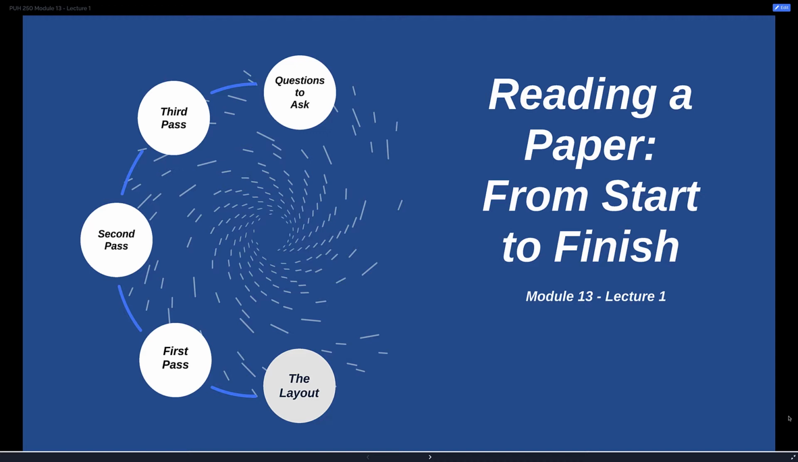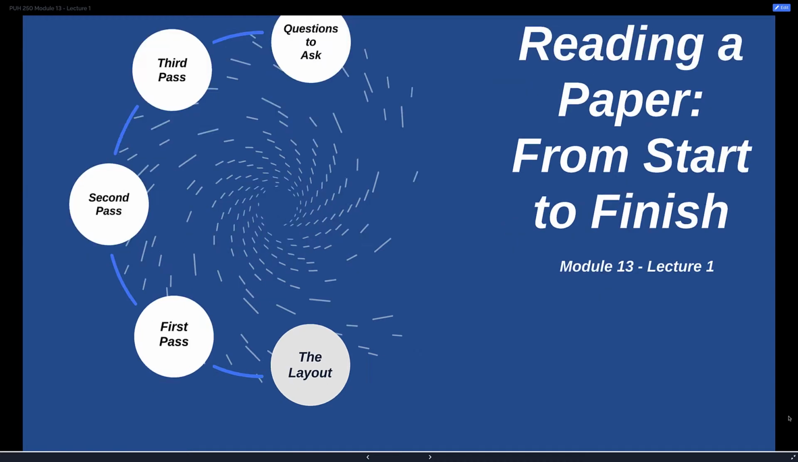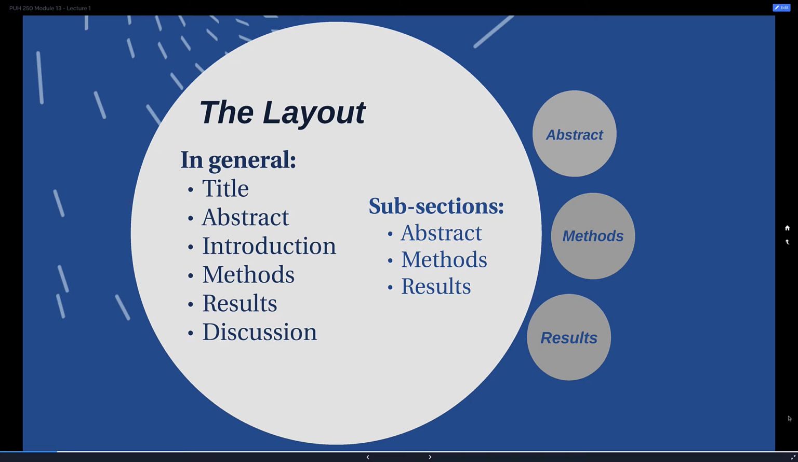So we'll look at the layout, and then we'll look at the 3-pass method, and really some questions to ask yourself when you're reading papers. So let's think about the layout. In general, most research papers will obviously have a title, an abstract associated with them, which is a basic summary, an introduction or background of the topic, methods, results, and a discussion.